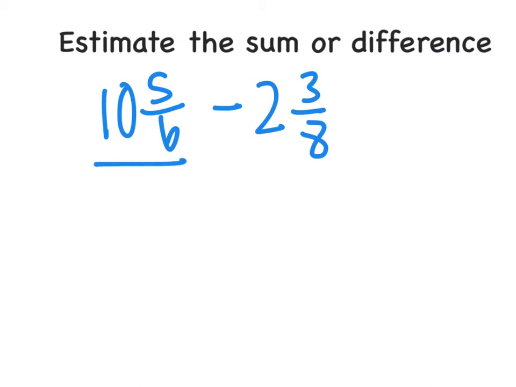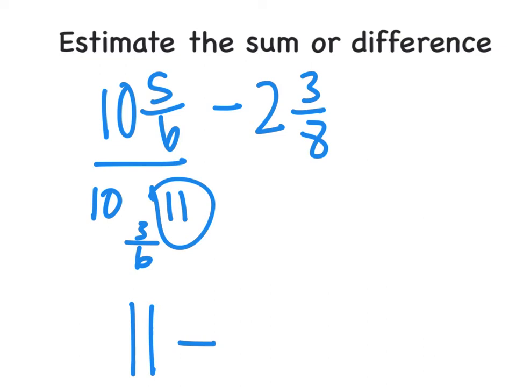So my choices are either 10 or 11 because those are the two whole numbers that 10 and 5/6 falls in between. However, half in terms of sixths would be 3/6. So 10 and 3/6 would be half. 5/6 is going to be closer to 11.